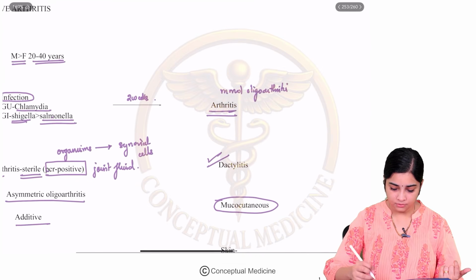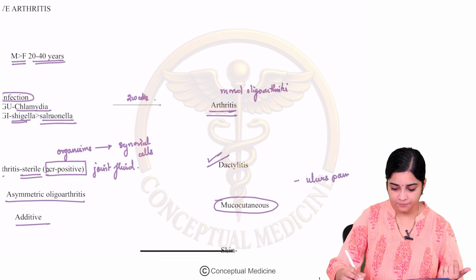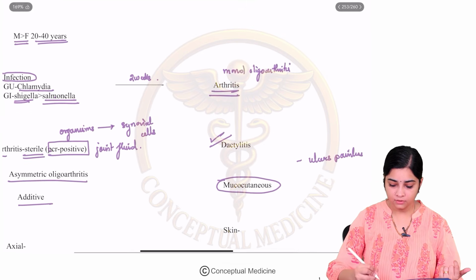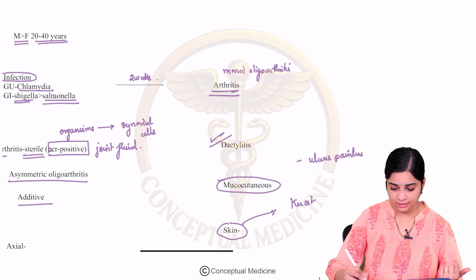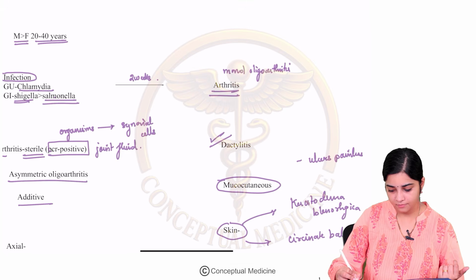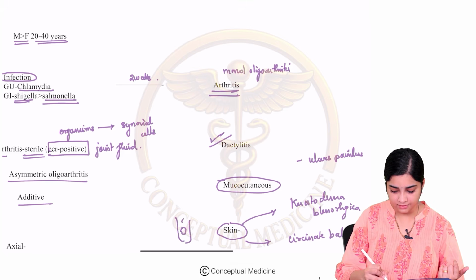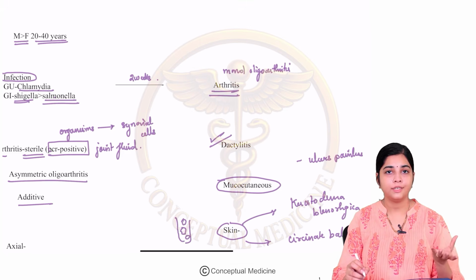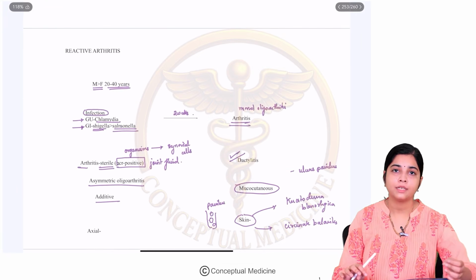So what are the mucocutaneous manifestations? You may find evidence of ulcers. These ulcers can be painless. Then on the skin, especially around the genitalia, you may find evidence of what we call keratoderma blennorrhagicum and evidence of circinate balanitis. So what is circinate balanitis? In the penile region, you may find evidence of these circle lesions which are often painless. Okay, so this is about your Reiter syndrome.